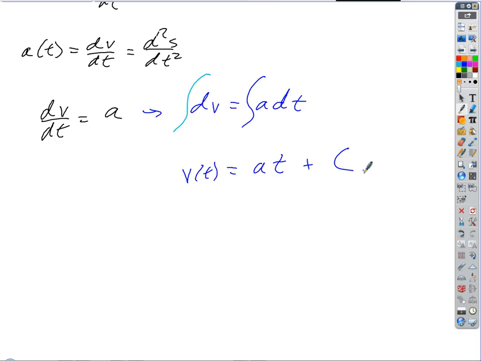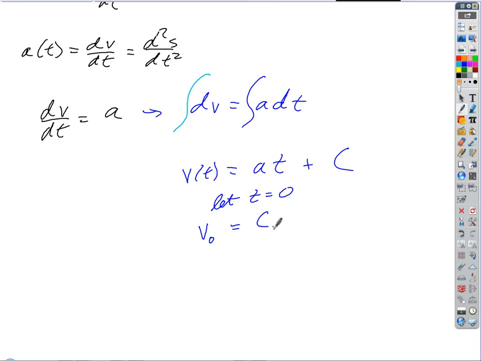Well, what about that C? How can we deal with that? I have an idea. Let's let t equal 0. If I let t equal 0, what does this equation become? V of 0. What do we call that in physics? The velocity at time 0, the initial velocity. So we'd end up with initial velocity equals A times 0, which is 0, plus C.